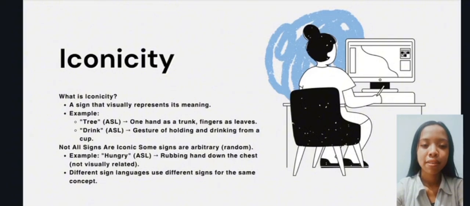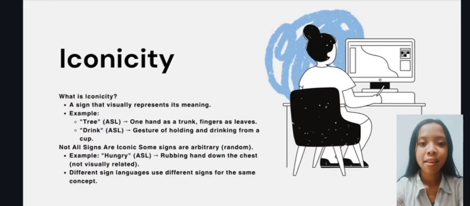Alright, I'm the second speaker in this presentation, and my name is Dewi Ratna Agustiarini, and today I want to talk about iconicity in sign language. What is iconicity? Iconicity is when a sign in sign language actually looks like the thing it represents. For example, the sign for tree in ASL or American Sign Language is made by holding one arm up like a tree trunk while the fingers on the other hand spread out like leaves. The sign for drink looks like you're holding an invisible cup and bringing it to your mouth. Pretty cool, right? These signs make sense just by looking at them.